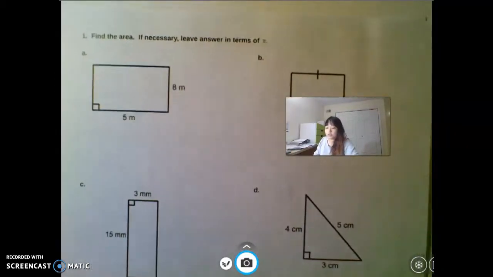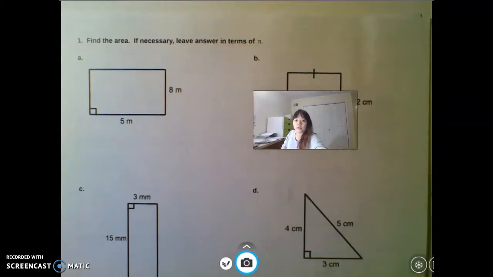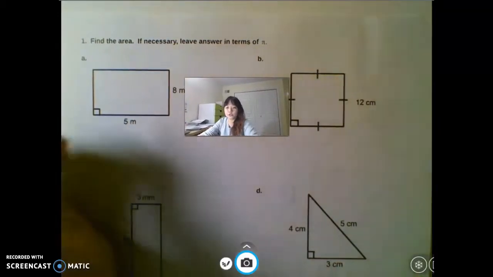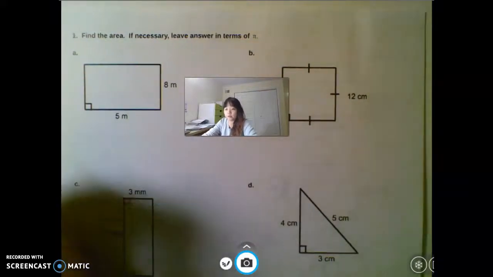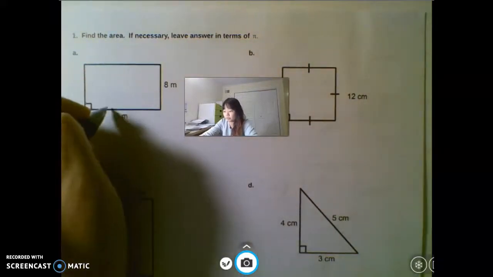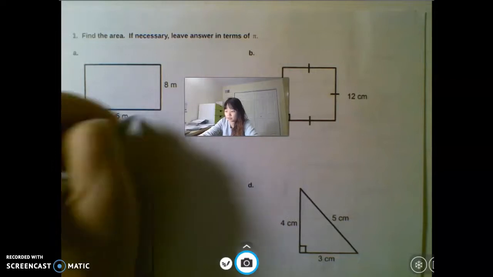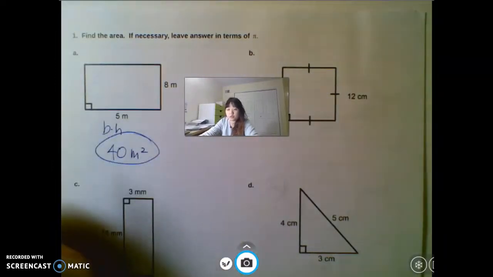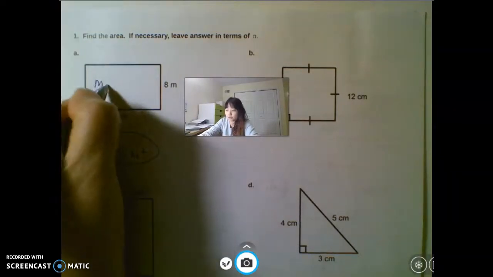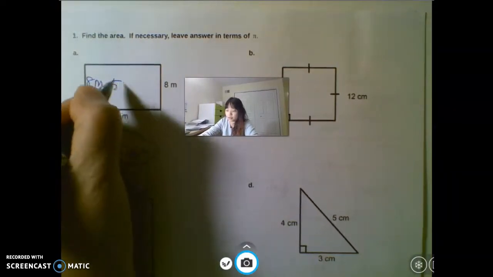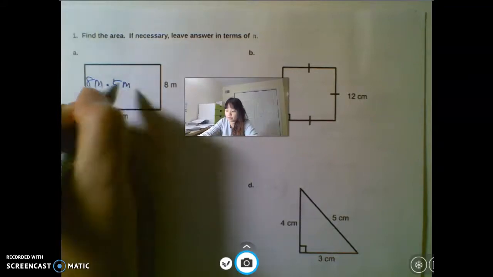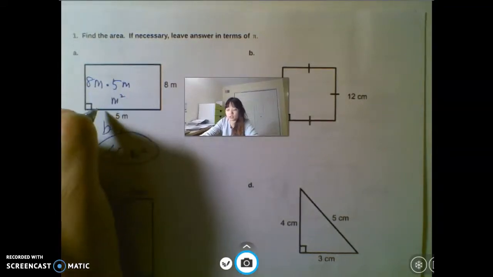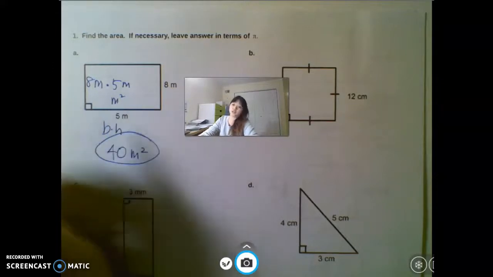All right, so let's quickly go through. I will go through the entire pages 2, 3, and 4, just in case you need to check. Letter A, it's a rectangle, so base times height. So that's 40. Unit is meter squared because you're doing base 8 times height 5. So meter times meter is meter squared, just like x times x is x squared.